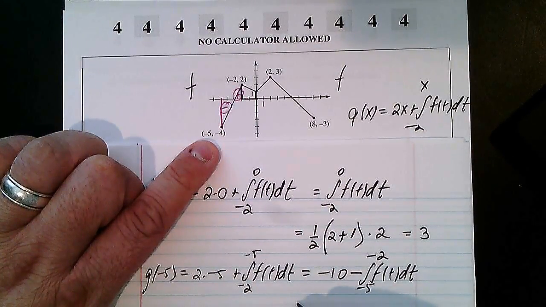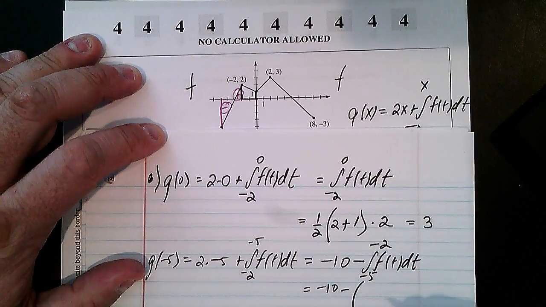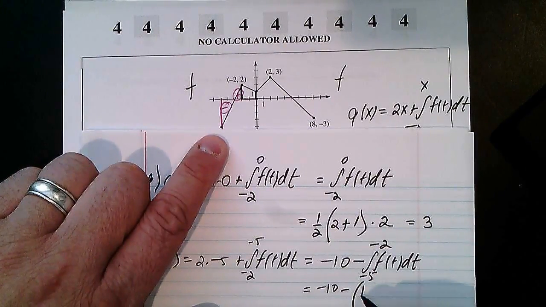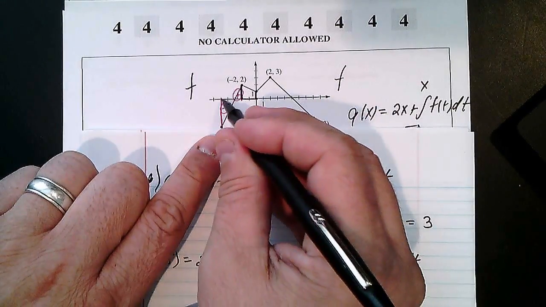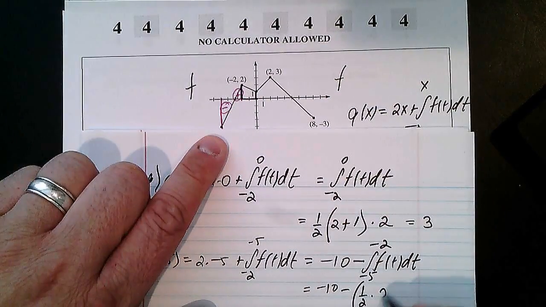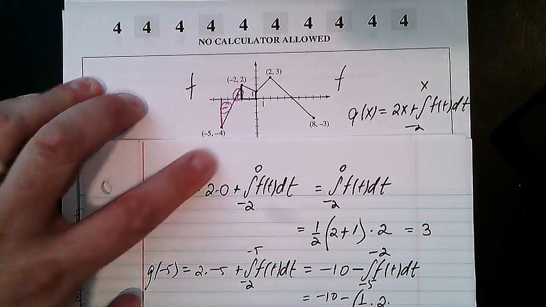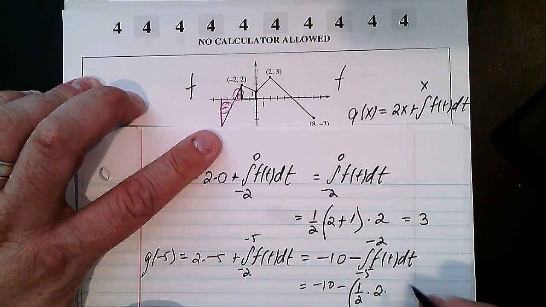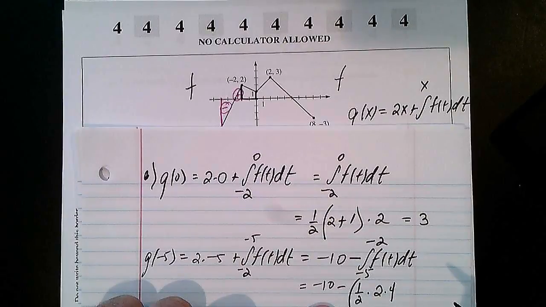To find the area for the triangle below the x-axis, we've got -10 minus. Area of a triangle is 1/2 the base. That base has a width of 2. The height, what's that point? That point is -5, -4. So that's a height of 4. And I need to keep in mind that that's below the x-axis, so there's a negative that I've got to include here. Sorry if that's a little bit messy.